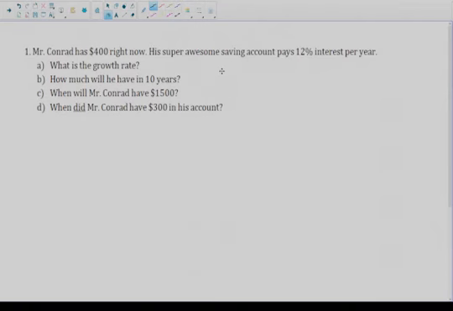So here's another example of a type of exponential question. And it is a growth. So I'll read the question. It says, Mr. Conrad has $400 right now. His super awesome savings account pays 12% interest per year. Not only is this an exponential question, it's also a finance question, which is actually the next unit after this one usually. Although I don't think I'm going to be doing that unit next. But anyway, this is a finance question. This is a compound, what we call compound interest.